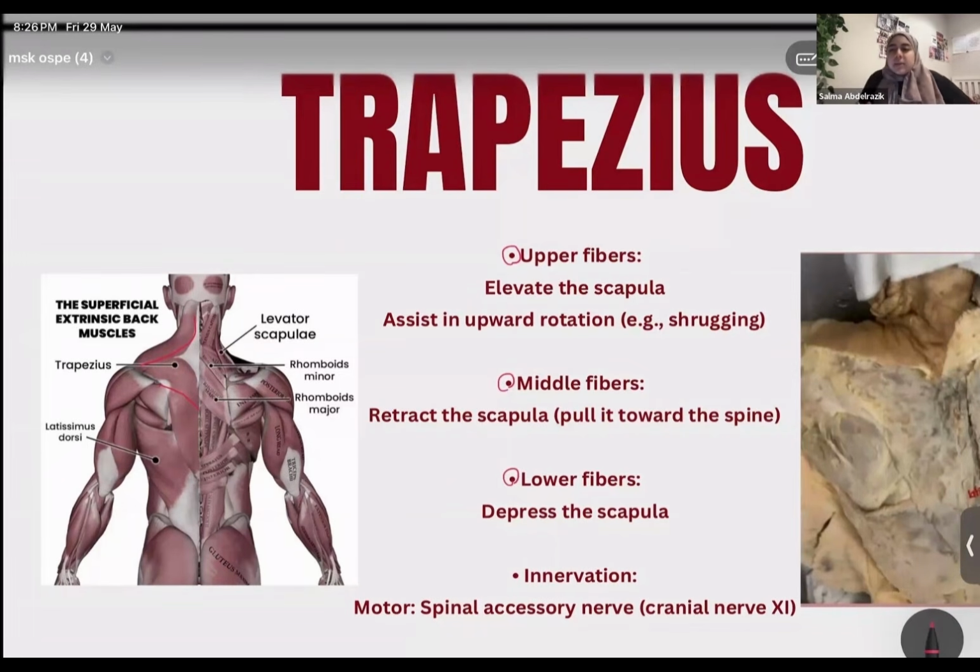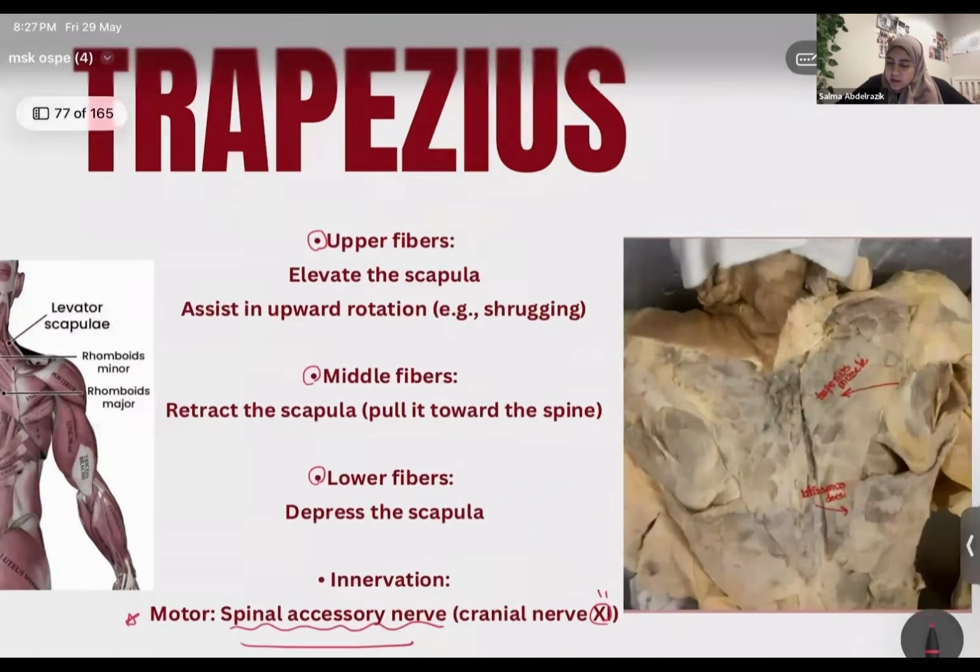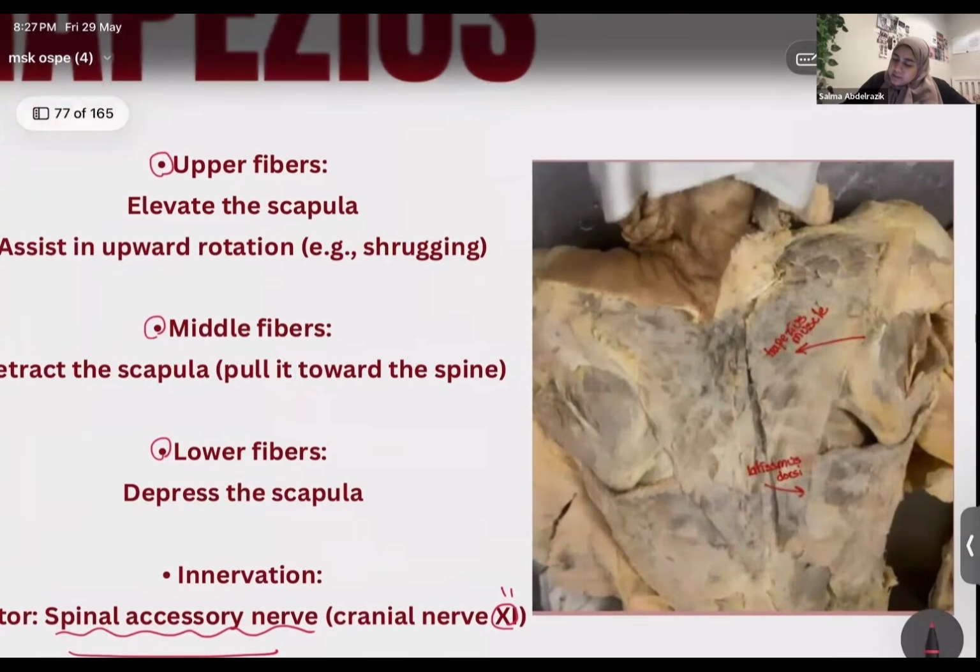Cool? I hope you're seeing me. And lower fibers depress the scapula. Cool? It's innervated by the spinal accessory nerve, or cranial nerve 11. I don't think you took the cranial nerves yet, guys, so just know the name of it, if you want to memorize it as well. Wet lab is the trapezius, but yeah, trapezius muscle.